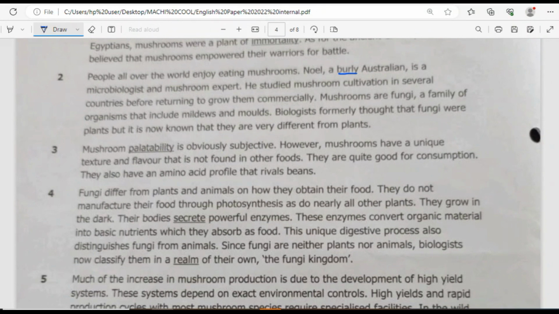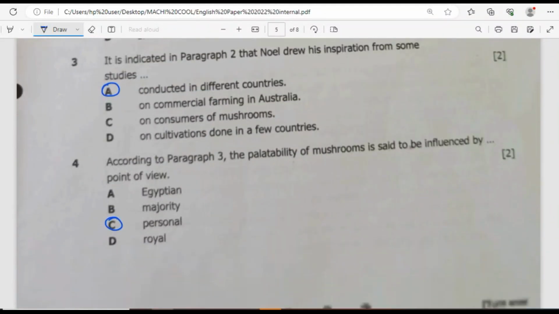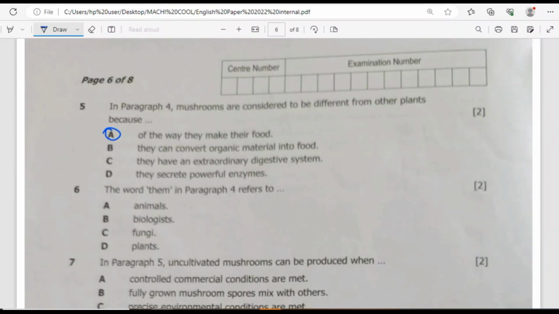Since fungi are neither plants nor animals, biologists now classify them in a realm of their own, the fungi kingdom. So this is what we are looking at. Okay, so what is the answer there? The answer is C, which is the fungi.